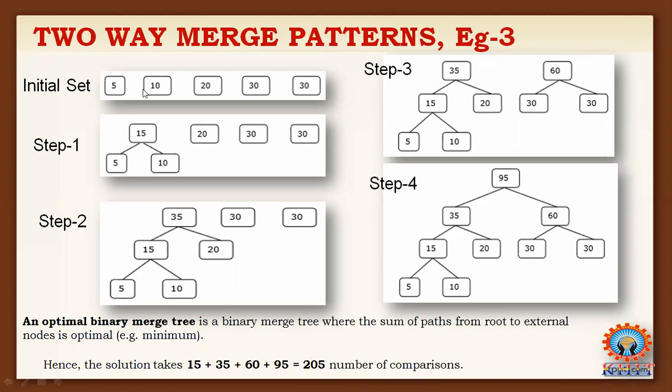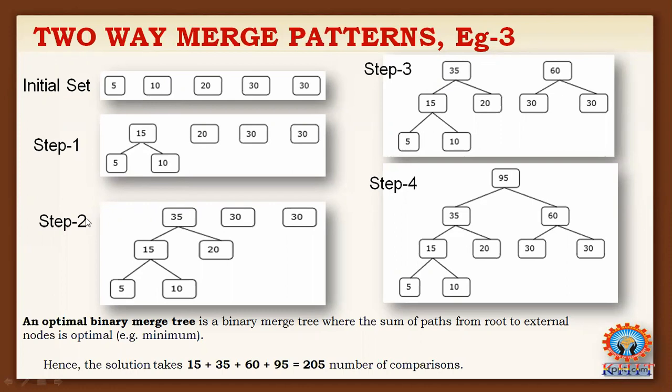Initially, when you apply the greedy strategy, arrange all the files in ascending order of their weight. So in the initial set we can arrange that. Next, generate a tree by combining the two smallest element values. The two smallest elements are 5 and 10. You just merge 5 with 10. The root value is 5 plus 10, which is 15. Here 15 is the root value. We can consider this as merge one.